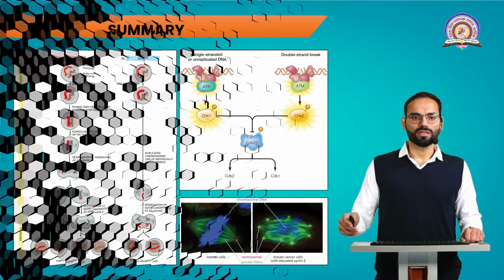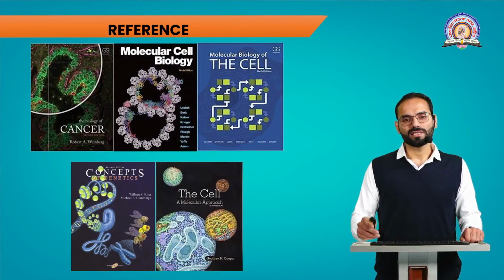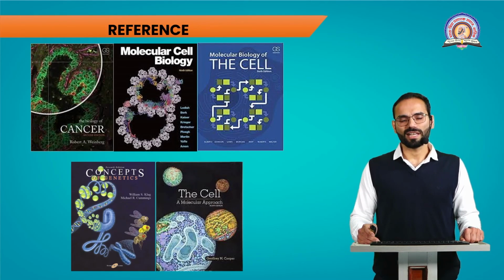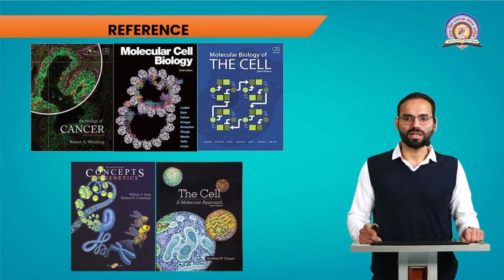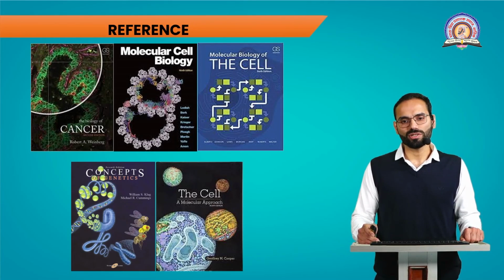So with this, I would like to end my seminar, and these are the references which I have used to create the cell cycle seminar series, which I have divided into part 1 and part 2. So the book by Weinberg, and there's a book by Lodish, as well as Bruce Alberts, and there is a very nice book on the concepts of genetics by Klug and Cummings. And finally, you can also have a look at the book Cell Cycle: A Molecular Approach by Cooper.